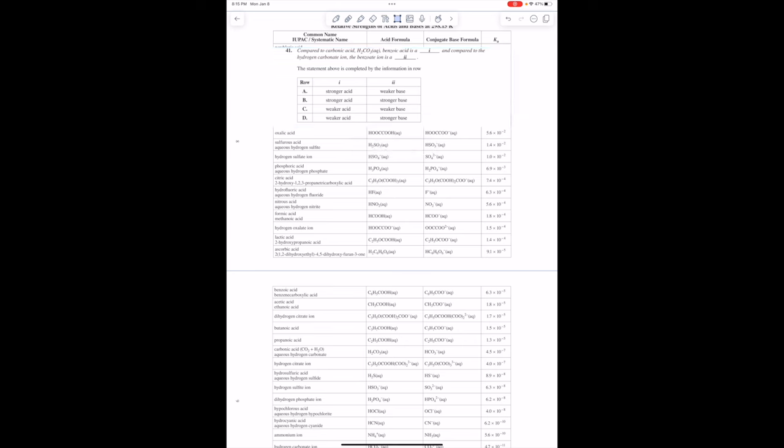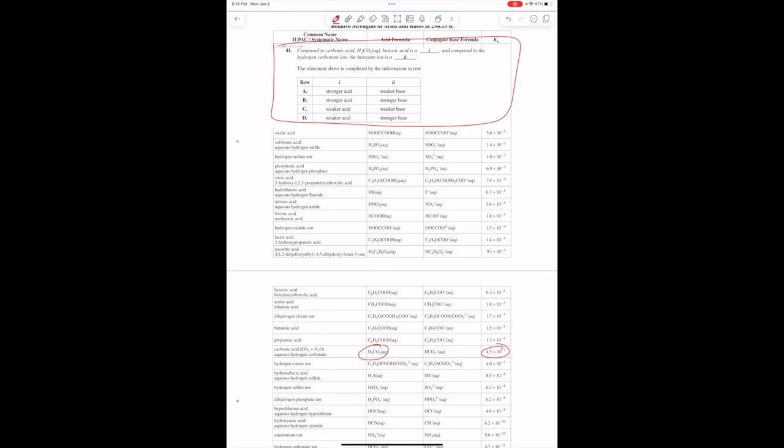Okay. So I'm looking for carbonic acid. Where are you? H2CO3, right there. I gotta draw a box around this. It's hard to see. Okay.